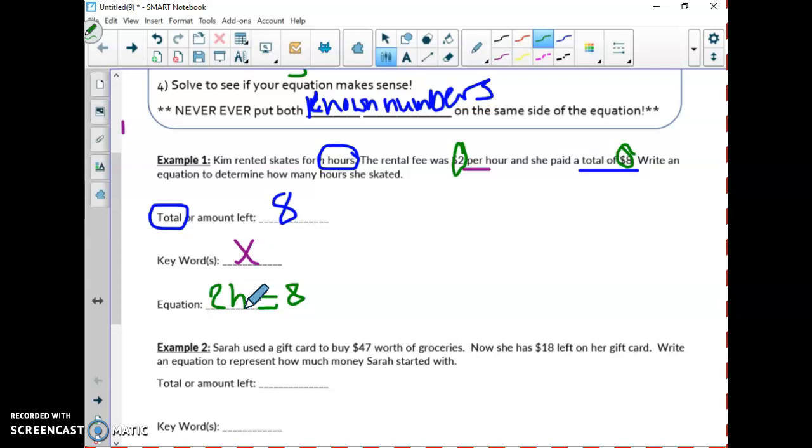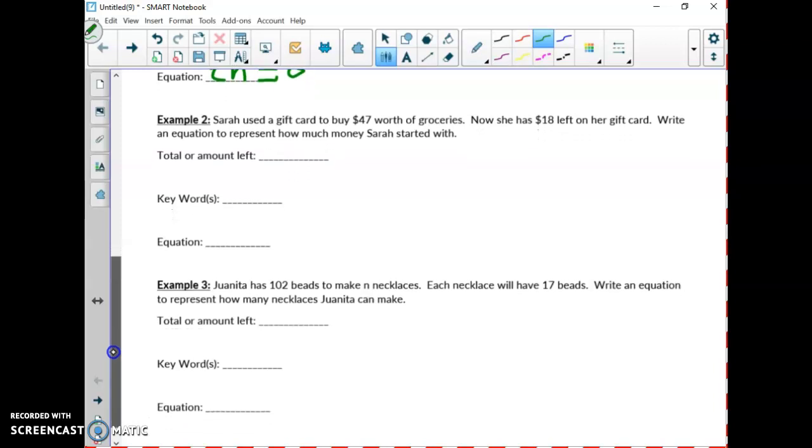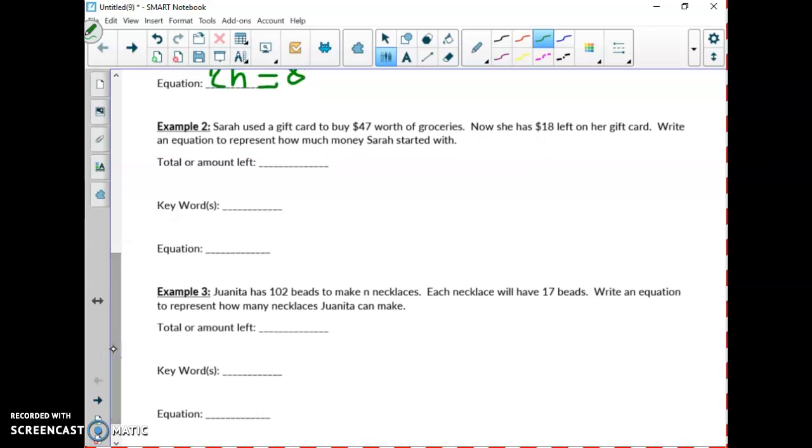And what do we already know what the answer is? Awesome, very good. It's going to be 4 hours. So that's how we're going to tackle these problems. That's how we're going to write these equations. All right, let's do one more example together, and then the rest of the work will be for you to complete on your own, okay?